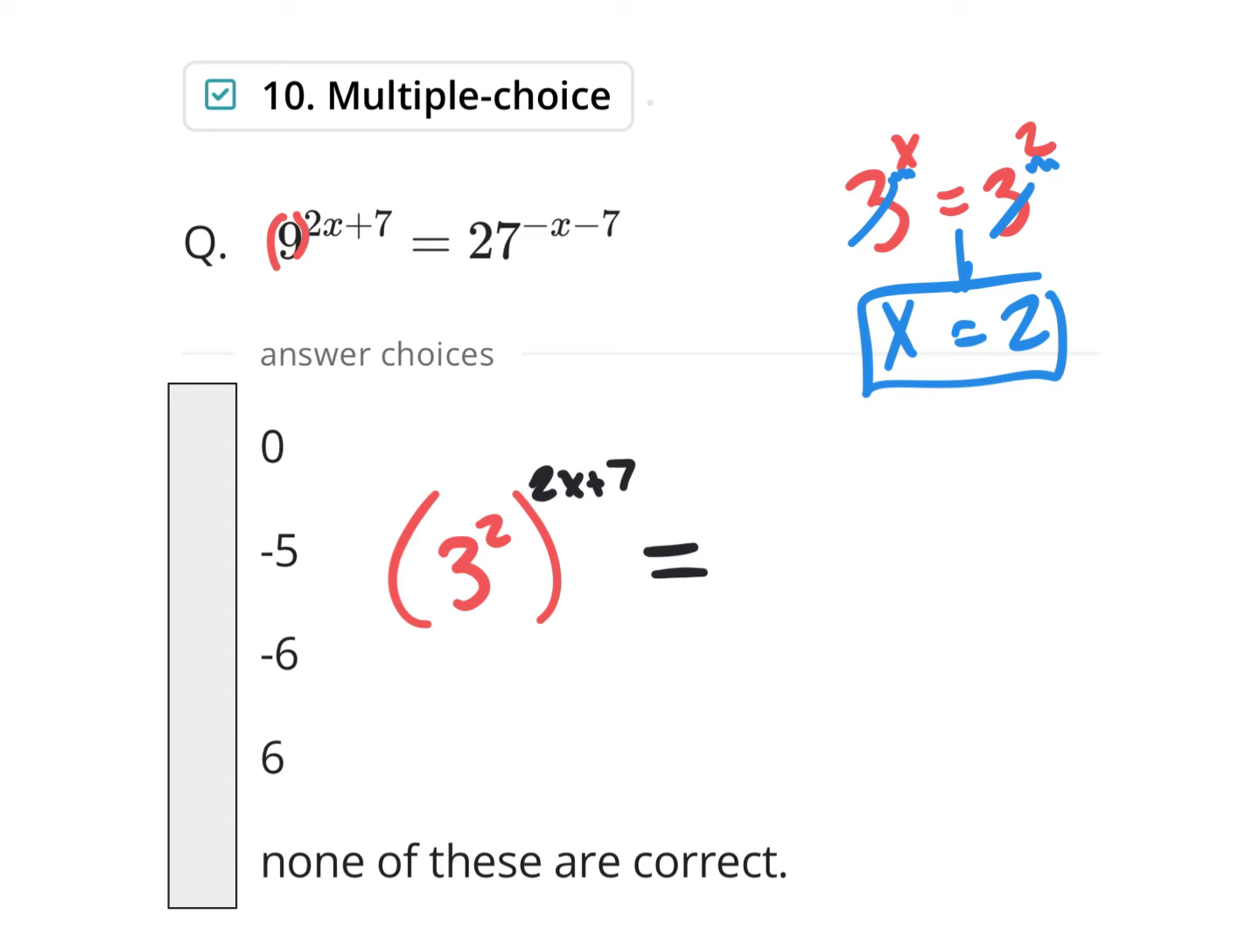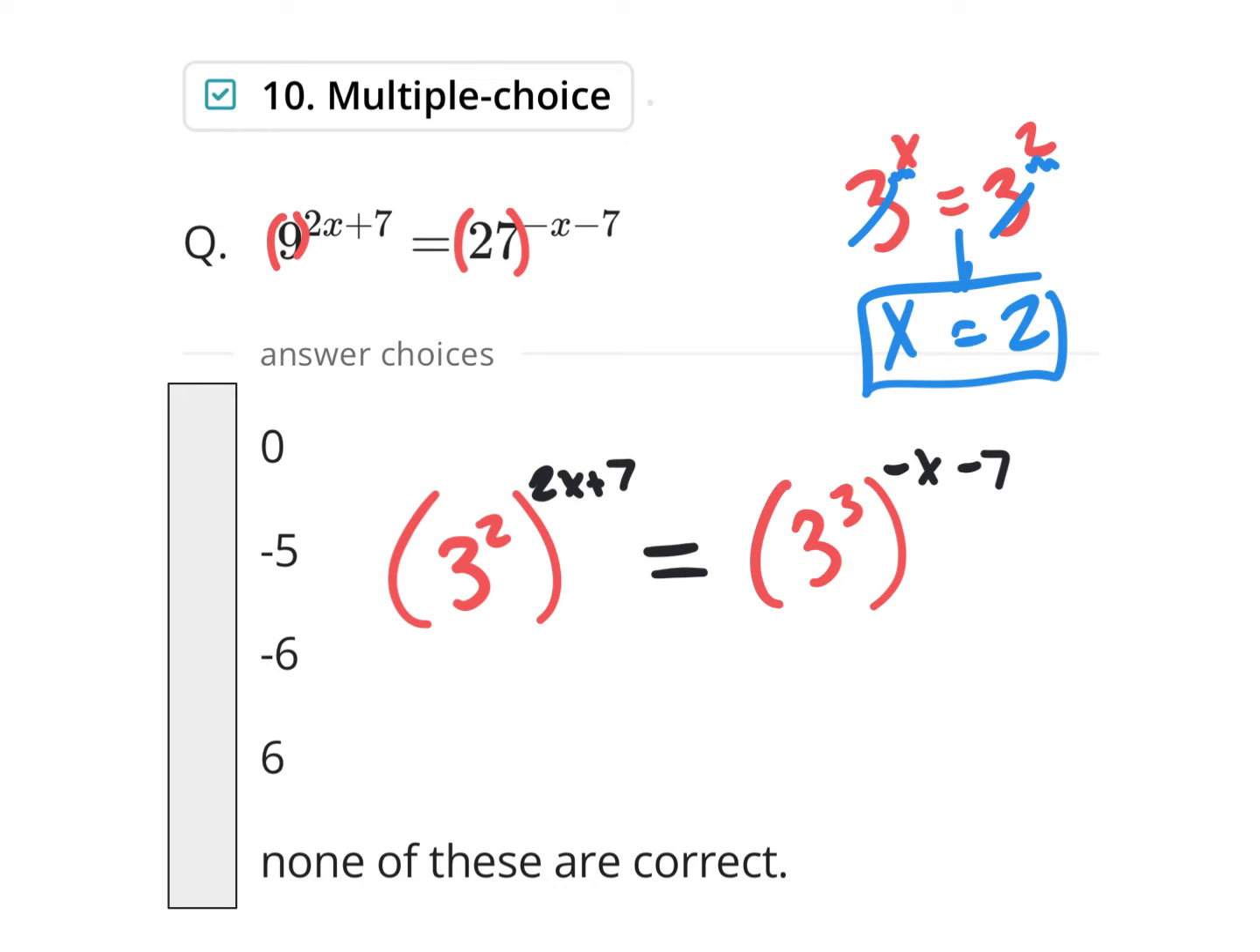And over here, instead of 27, we want to rewrite that in terms of 3 to a certain power. We should recognize that that's 3 to the third power. And it still has the same power, negative x minus 7. So now that we have the same base, 3 and 3, we'll be able to eliminate them and the powers will come down.